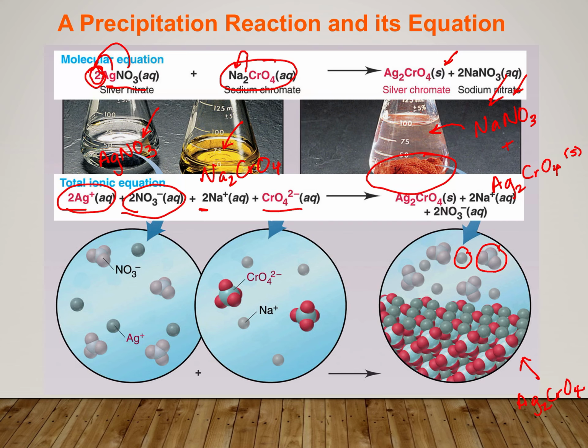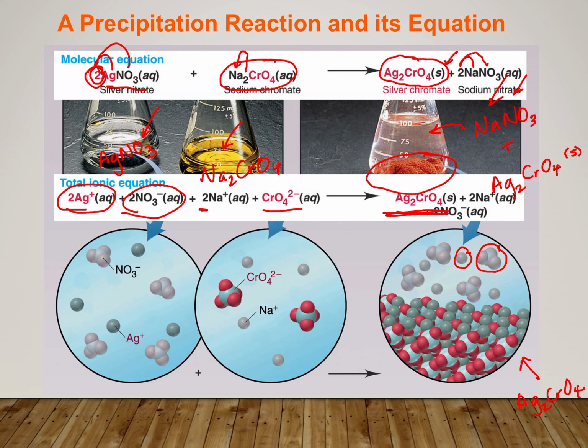Silver chromate, we do not break apart because it is a solid. Okay, you do not break out solids, pure liquids, or gases, or molecular compounds. Those are the 4 things that stay together: solids, pure liquids, gases, and molecular compounds. So here we have a solid, we leave it together in our molecular equation. And then our sodium nitrate gets broken apart, again, 2 sodiums and 2 nitrates.